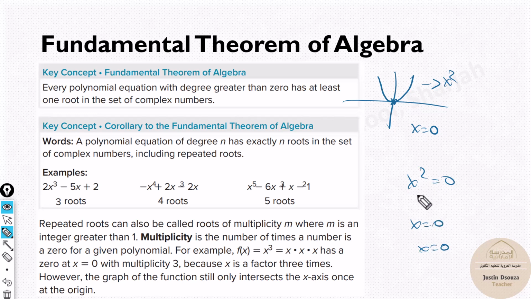So there is a multiplicity of 2, or x times x, isn't it? So that is the thing. Now you can see over here x cubed. So that is having a multiplicity of 3. Now it might be with other numbers as well.